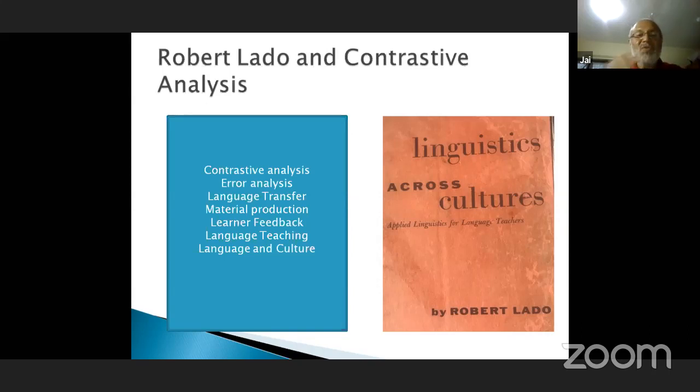So, when you talk about this book, why it revolutionized, it is perhaps the first book so well read by the people in the area of applied linguistics for language teachers. It practically gave birth to contrastive analysis. It gave birth to error analysis, because there were questions on contrastive analysis. It gave birth to language transfer.